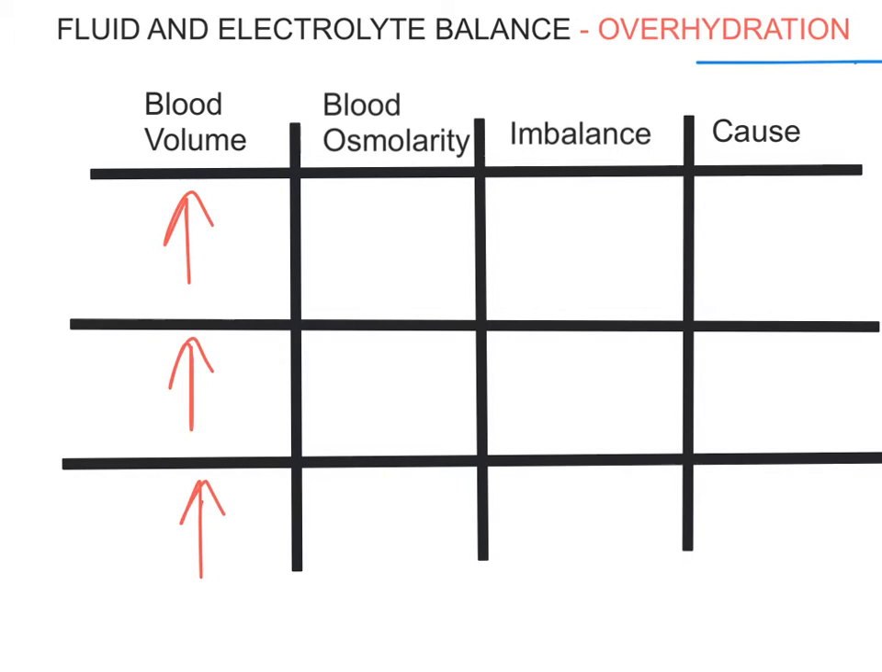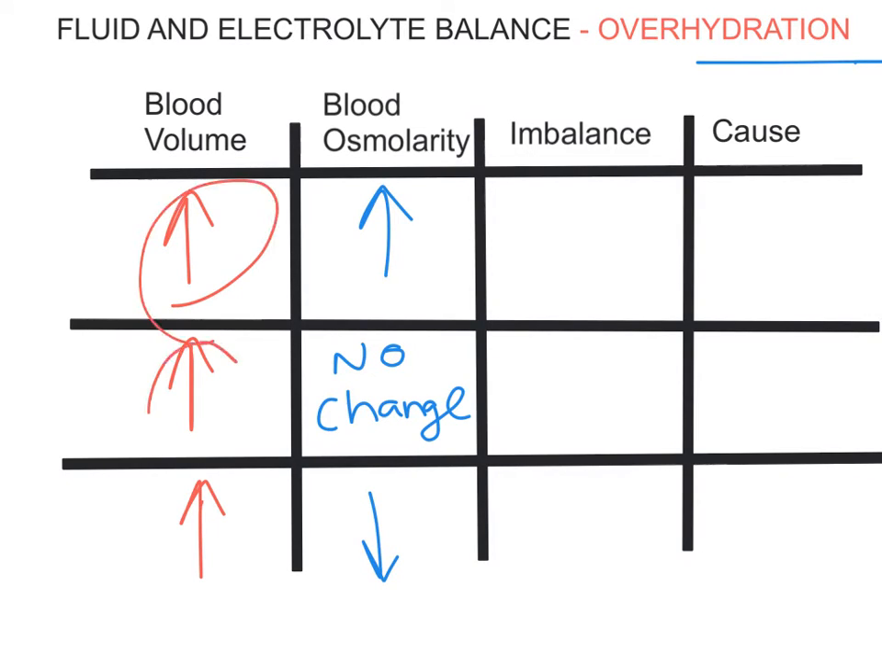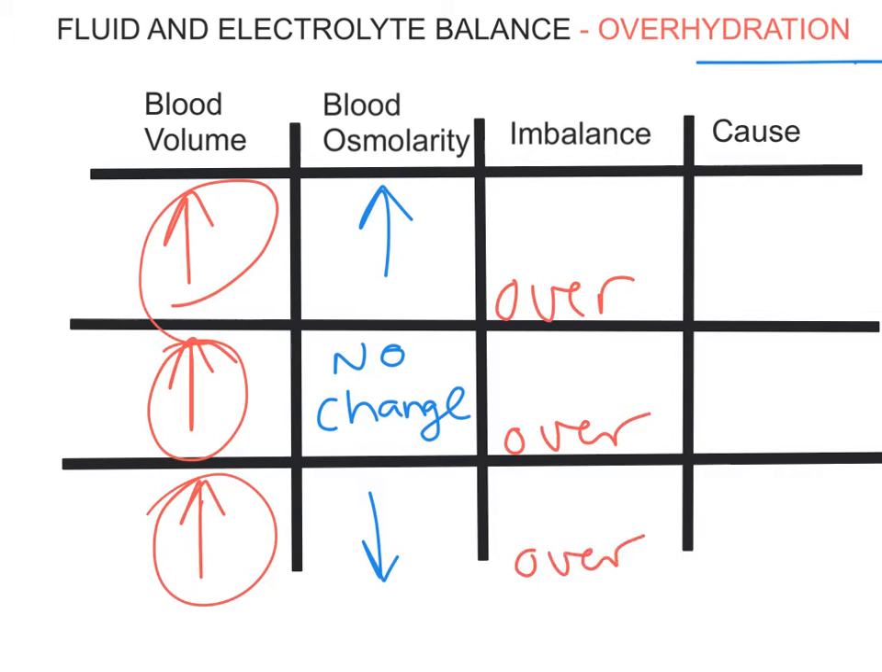So there's three possibilities. We could also have a corresponding increase in blood osmolarity, we could have a decrease in osmolarity, or we could have no change in blood osmolarity. Okay, so looking at the name of these imbalances now is simple. Because all three of these had an increase, therefore they are all going to be overhydrations. And now the name only differs due to the osmolarity.